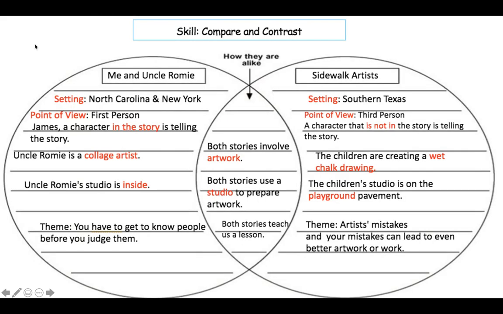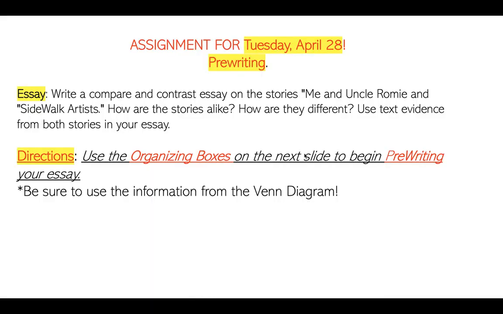Okay, yesterday we worked on our graphic organizer and filling in those boxes. And here are the answers to that graphic organizer. So the settings, you can clearly see the settings were different. The first person point of view was Me and Uncle Romy. Sidewalk Artist was told in the third person. Uncle Romy's a collage artist. The children are creating wet chalk drawings. Okay, so this is the answers to your Venn diagram from yesterday, and that's what you will use.